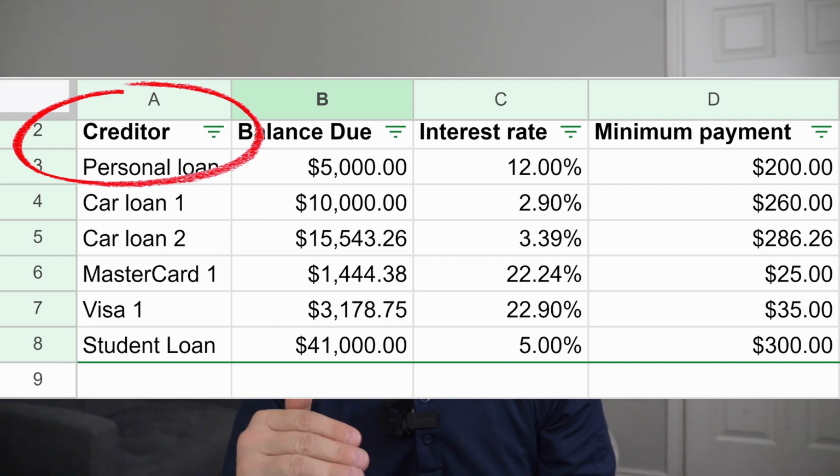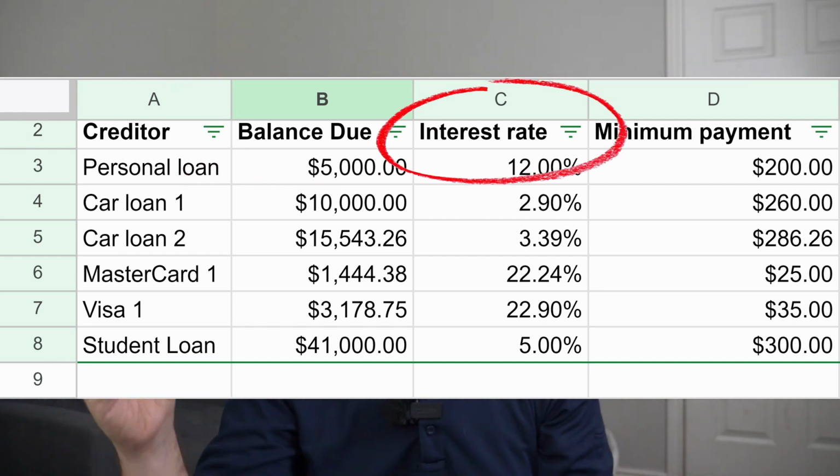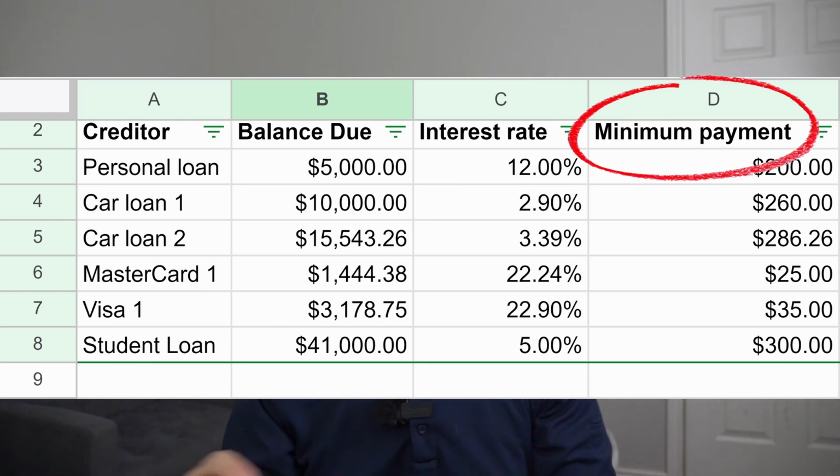The debt avalanche method is where you list all of your debts, you find out who you owe money to, how much you owe them, what interest rate you're paying them, and of course you want to find out the minimum payment as well, just to make sure that you have all the data in front of you. What you do is then you sort your debts by the highest interest rate.